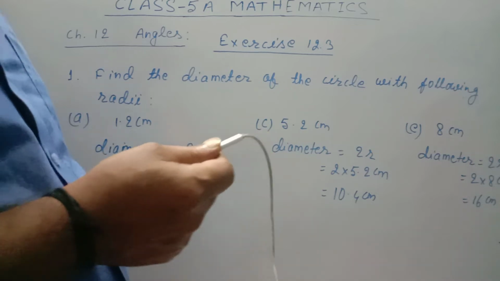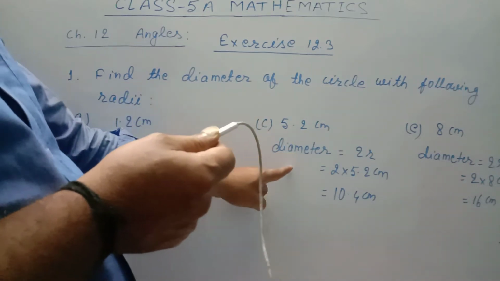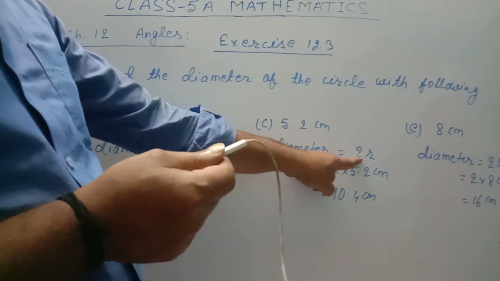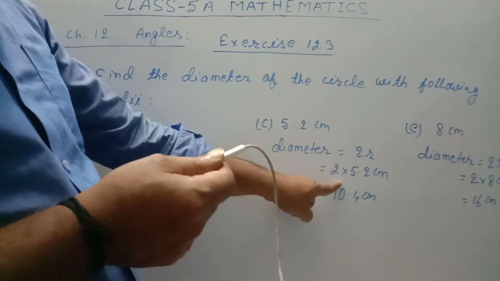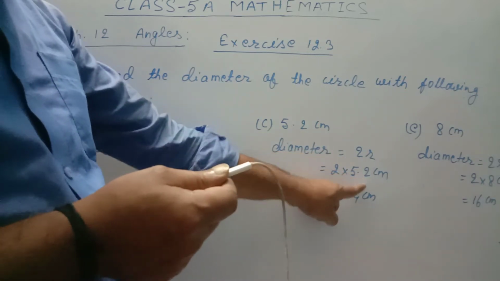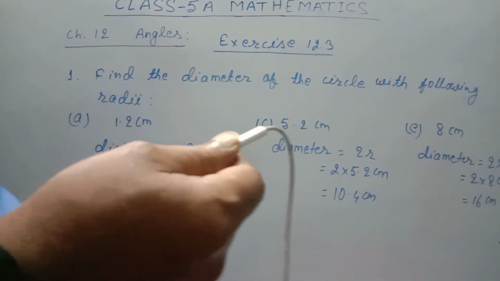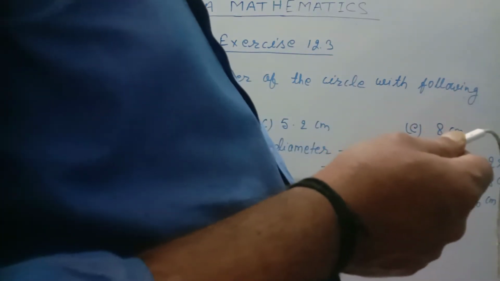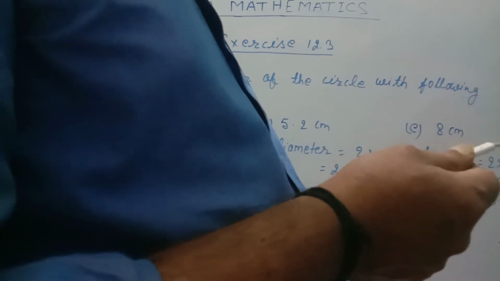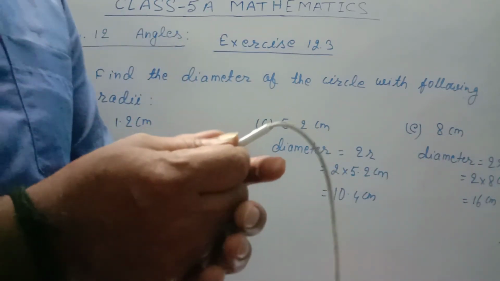Question number C, radius is 5.2 centimeter, so diameter will be equal to twice the radius, equal to 2 into 5.2 centimeter, that is equal to 10.4 centimeter. Question number E, radius is 8 centimeter, so diameter will be twice the radius, 2 into 8 centimeter, that is equal to 16 centimeter.